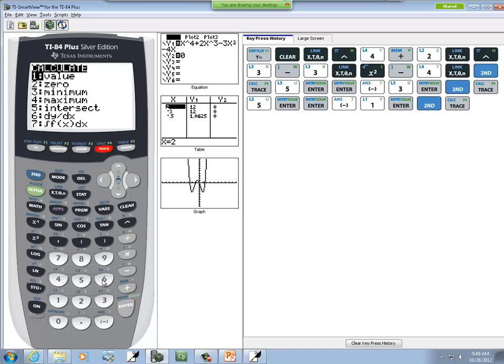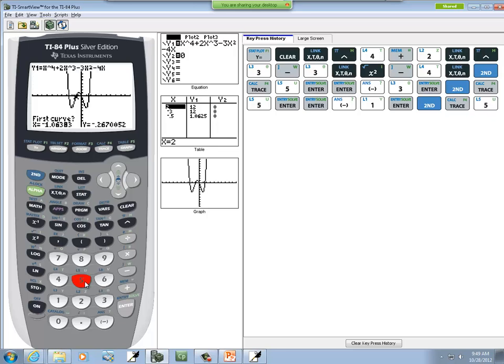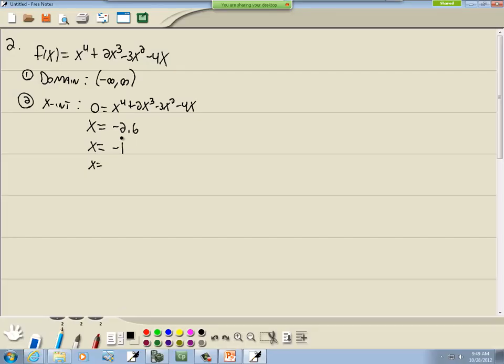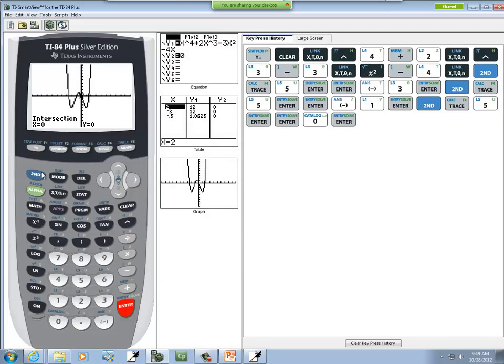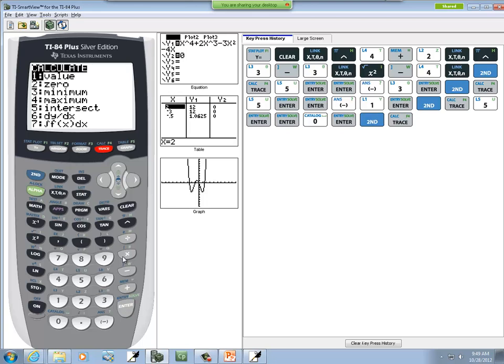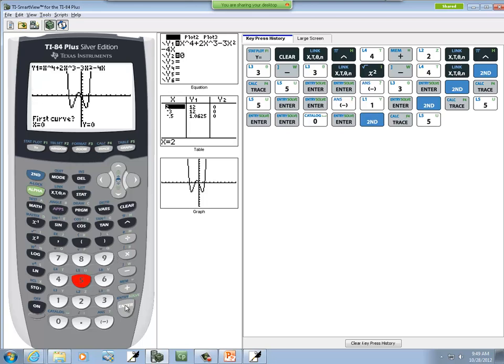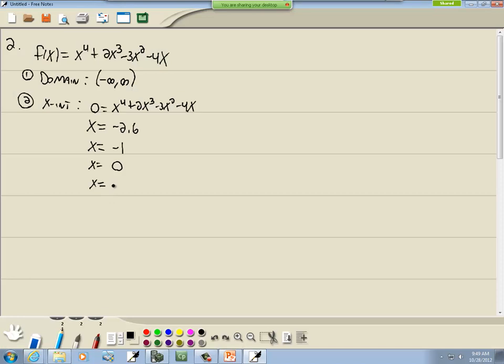Second trace, choose intersect. I'm just pressing 5 to choose it. Enter on first curve, enter on second curve, I'll put in 0. We're inputting x values close to where we think our answer is. And one more. Second trace, choose intersect. Enter on first curve, enter on second curve, and I'll put 3 in for the guess. And 1.6. And those will be our x-intercepts. That's our domain.